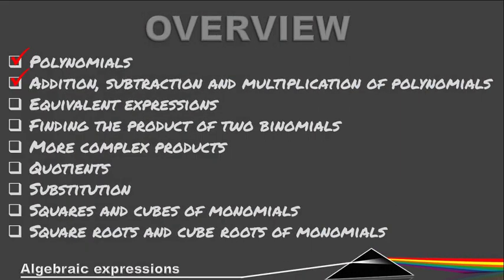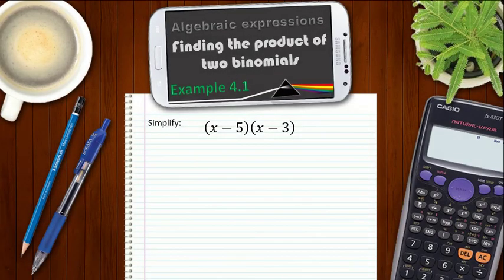Right, so that was equivalent expressions. Let's look at finding the product of two binomials. Now, for the first example, example 4.1, when we multiply our two binomials, and a binomial means it's an expression with two terms, then what we need to use is FOIL.